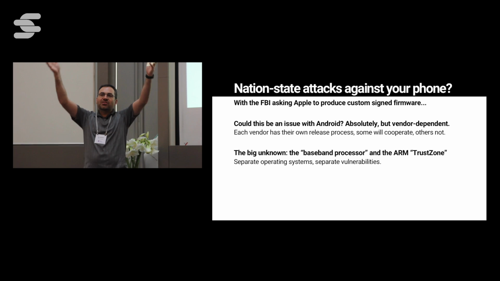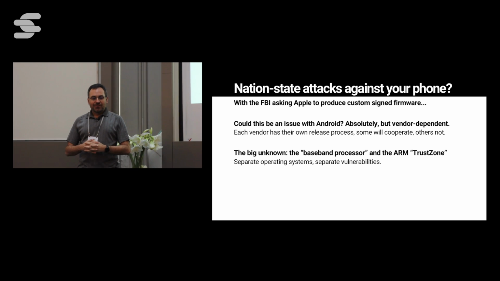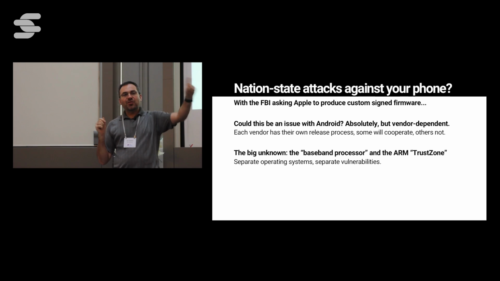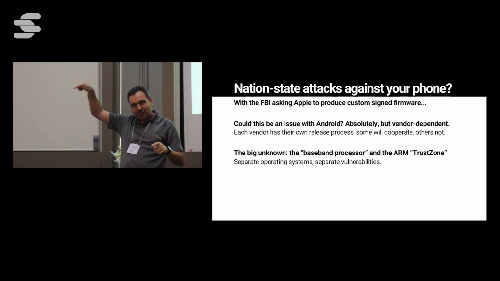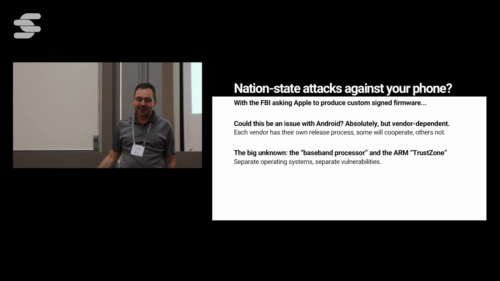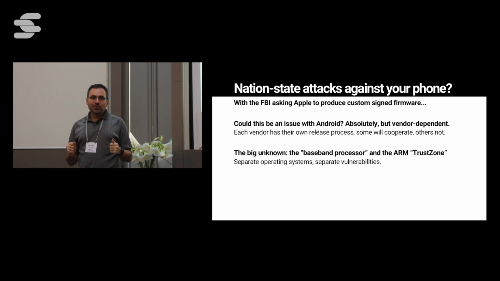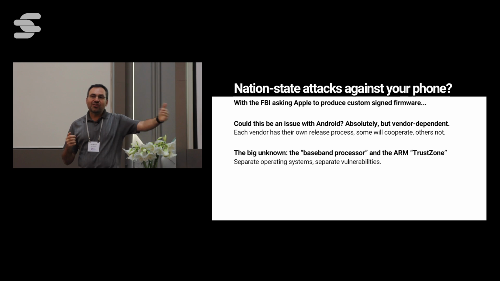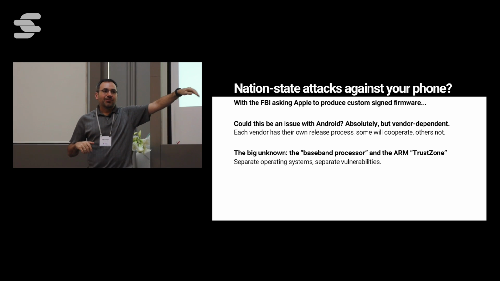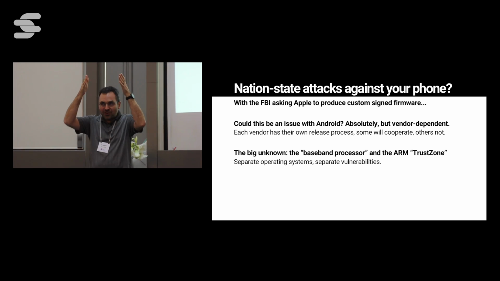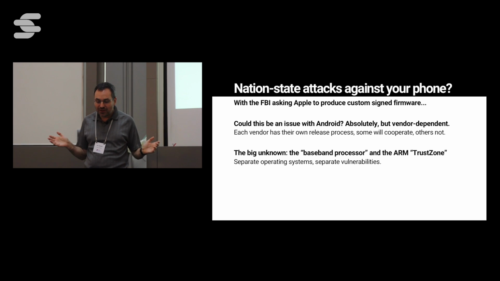Let's talk about nation states attacking your phone. You know, when we have the FBI saying, hey, Apple, sign a specific piece of malware that we can install on this specific phone because we think there's a secret we care about inside, we are in a weird new world. Could this happen with Android? Well, you know, Google signs its code releases, and each other vendor has their own process. Will Samsung give in to the FBI? Will HTC give in to the FBI? I don't know. Each one has its own code signing and its own code verification process.